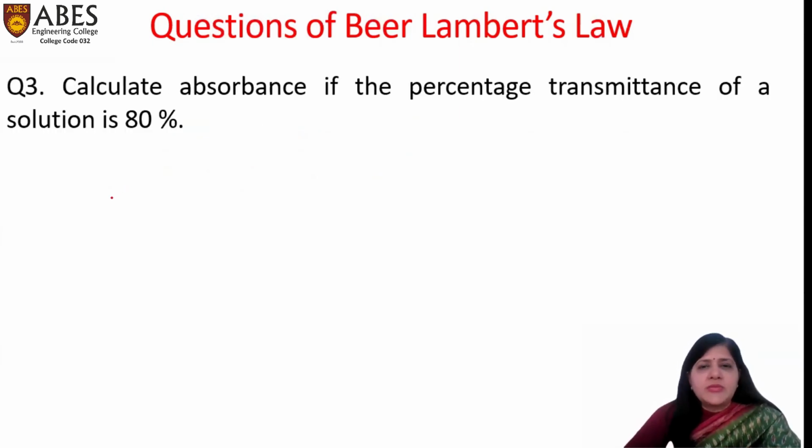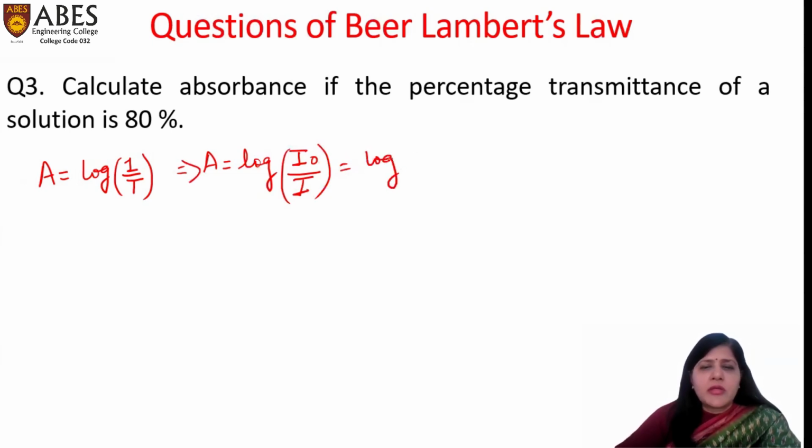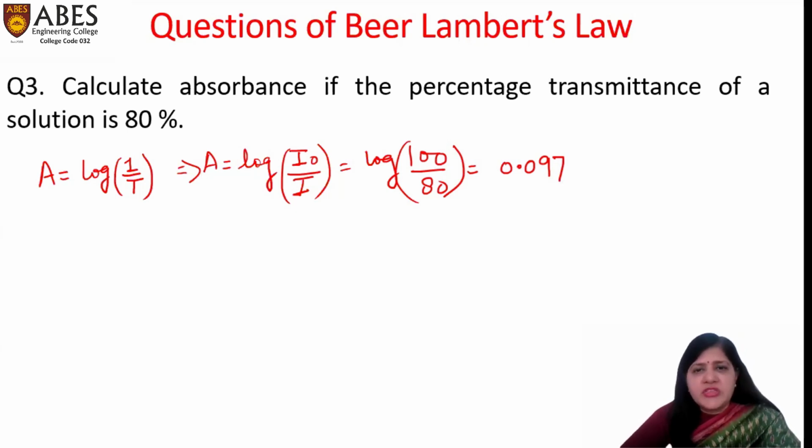Next, calculate the absorbance if the percent transmittance of a solution is 80%. Again, using the same expression, A is equal to log 1 by T, A equals log I naught upon I, where I naught is 100 and transmitted radiation is 80. This calculates to be 0.097. So these are the simple questions on the basis of Beer-Lambert's law.